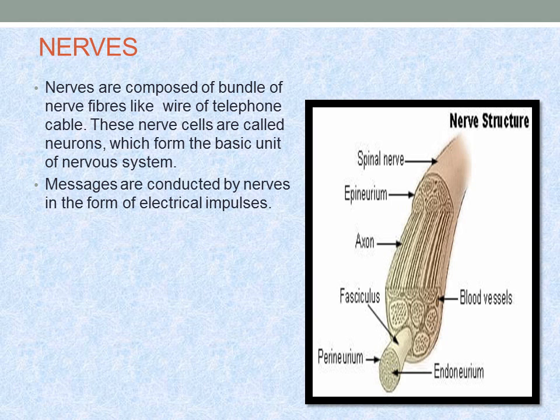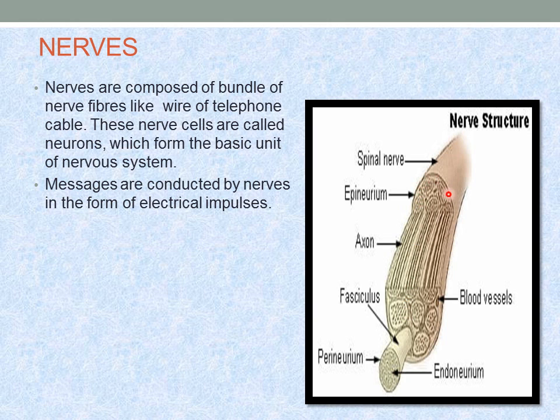Now in this slide we will be discussing about the nerves. Now nerves are mainly composed of a bundle of nerve fibers. Now here in this diagram you can see they are like the wire of telephone cable. Now the main nerve is composed of a bundle of nerve cells called neurons, which form the basic unit of nervous system. And through these nerves or neurons, the messages are conducted from one part of the body to another in the form of electrical impulses.